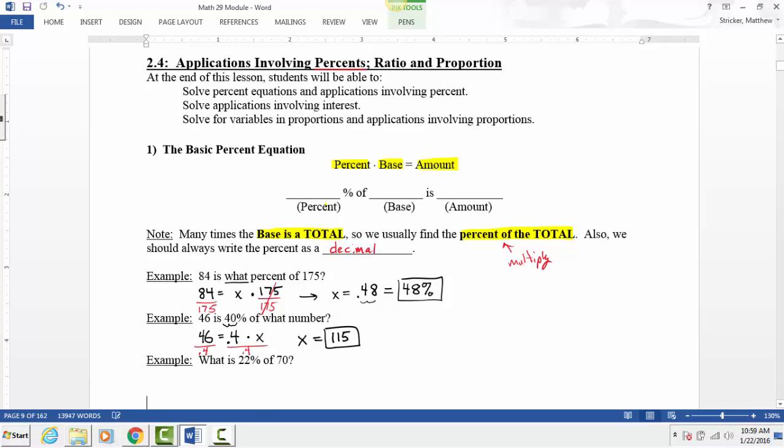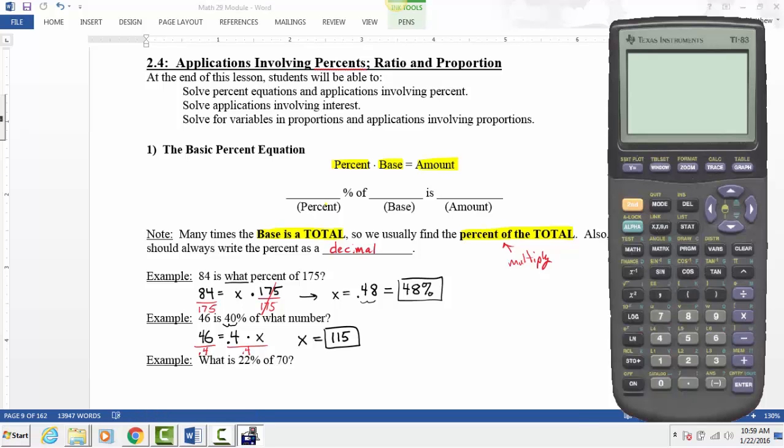Let's see what that would actually look like. So in your calculator, we take 46 and we would divide it by 0.4, and when you do that, you get 115. So 46 is 40% of 115.